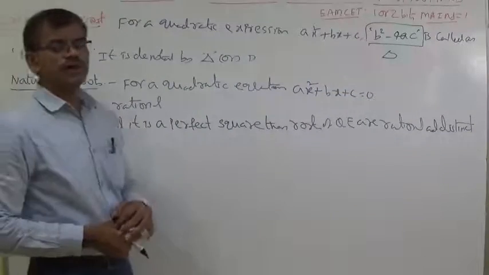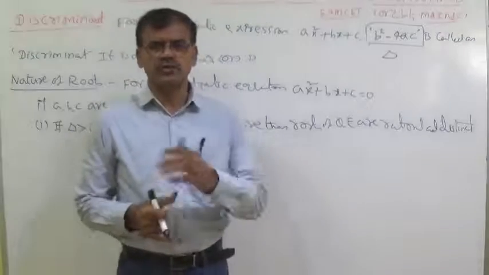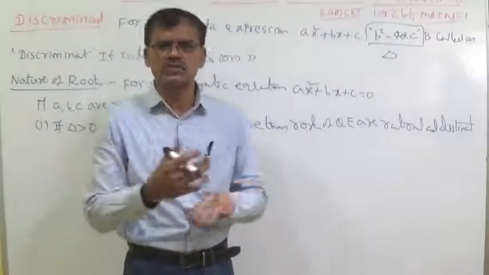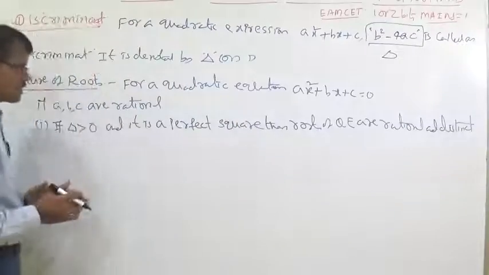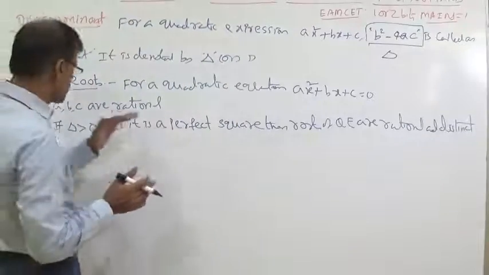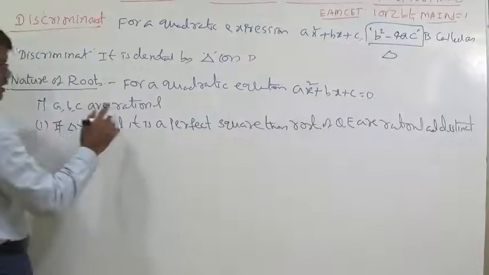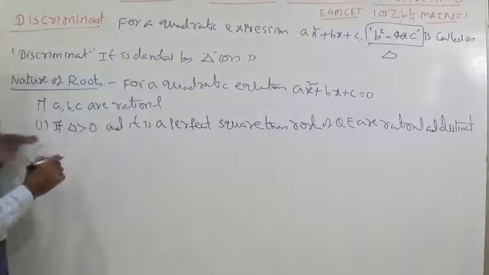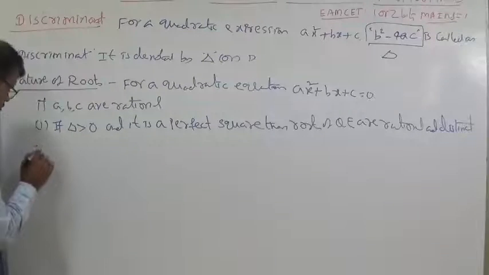So what is meaning of perfect square? 25, 36 like that. Square should be there, b square, q square, r square, or otherwise simply 25, 36, 64, 100 like that. If it is perfect square, if the delta whatever we have calculated for the quadratic equation, whenever a, b, c are rational and the delta greater than 0, then the roots are rational and distinct.